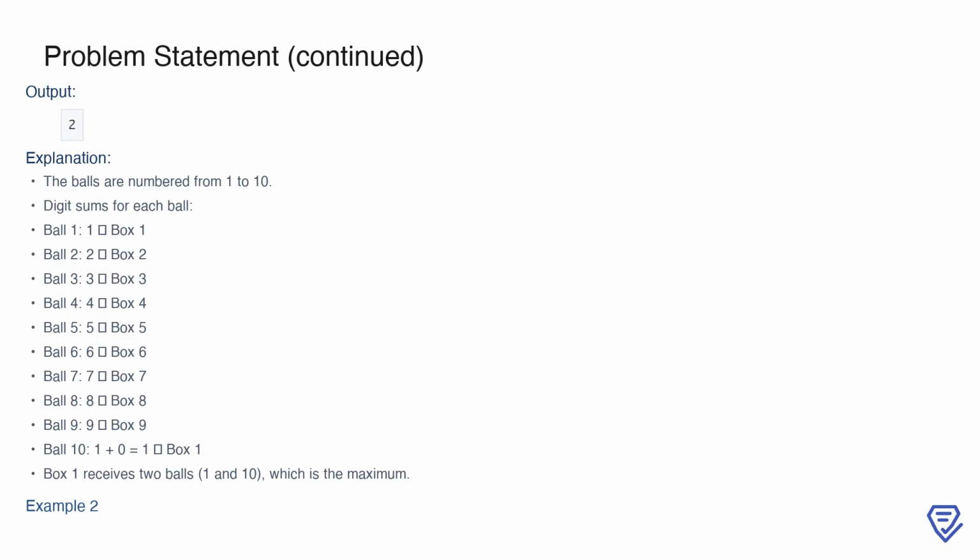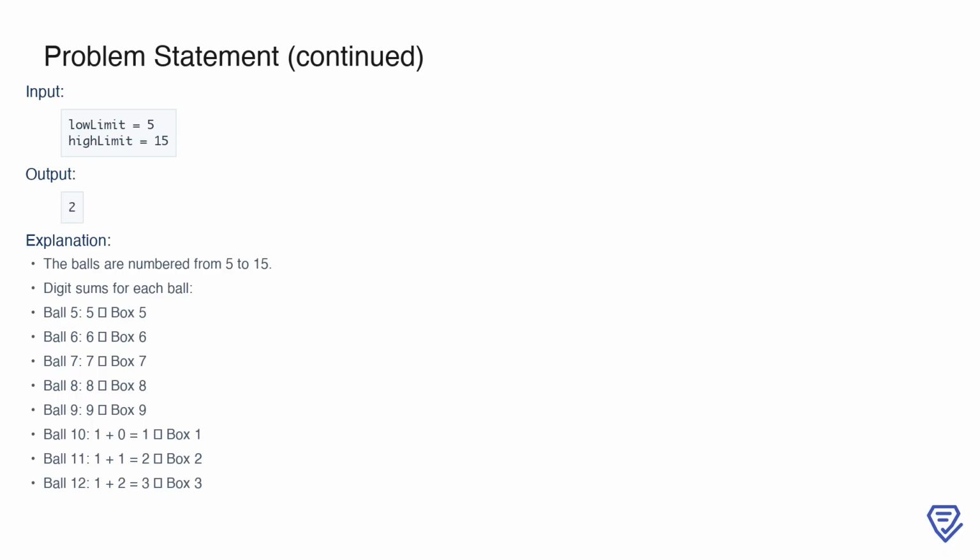To illustrate, consider the first example where low limit is 1 and high limit is 10. This means the balls are numbered 1 through 10. We calculate the digit sum for each ball, which determines the box it goes into. For instance, ball 1 has a digit sum of 1, so it goes into box 1. Ball 2 has a digit sum of 2, so it goes into box 2, and so on. When we reach ball 10, the digit sum is 1 plus 0, which equals 1, so it also goes into box 1. After distributing all the balls, we see that box 1 contains 2 balls, while all other boxes contain only 1 ball. Therefore, the maximum number of balls in any single box is 2.